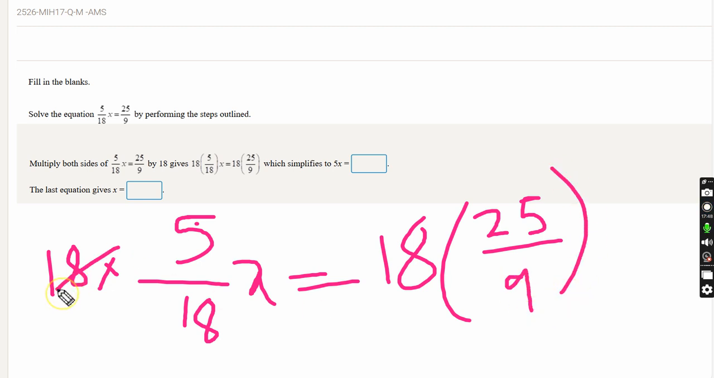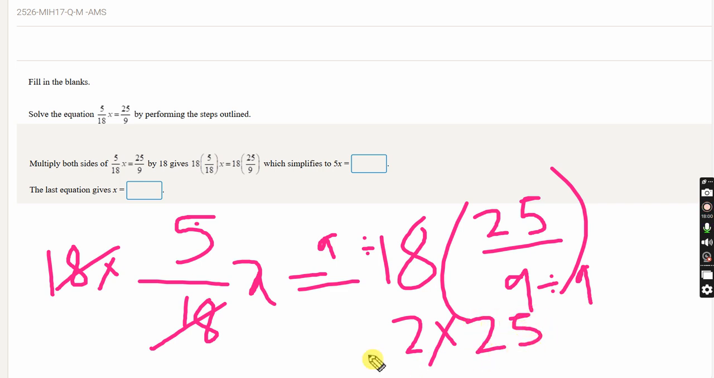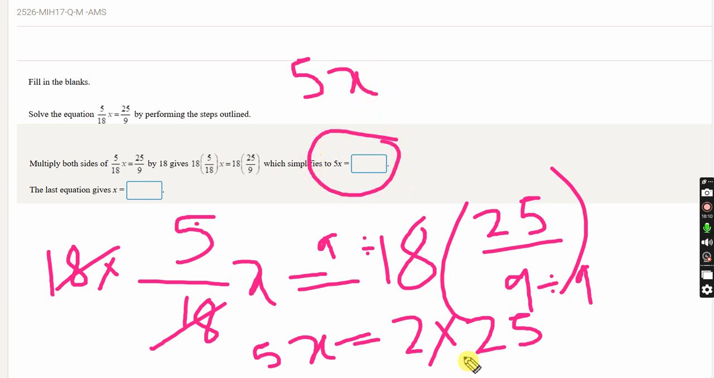Then they simplified. They crossed this out, they crossed this out. They got here, divide by 9, divide by 9. It becomes 2 times 25 is equal to 5x. We follow the same steps here. So we simplified. We know that divide by 9, divide by 9. I always say this: the smaller number, divide that by itself and check if the bigger number is also divisible by it. It usually is most of the time. So 5x is equal to 50.